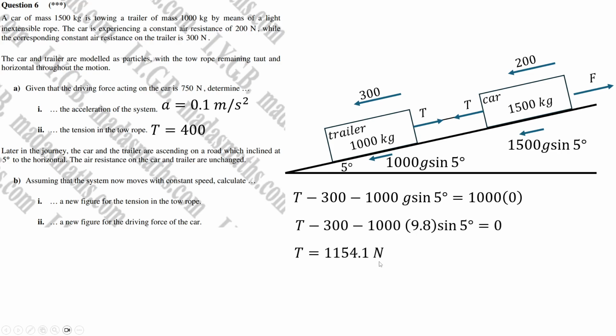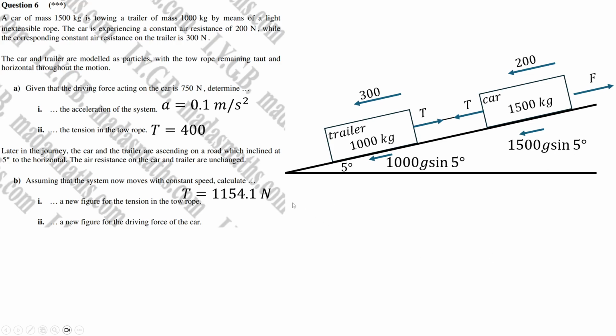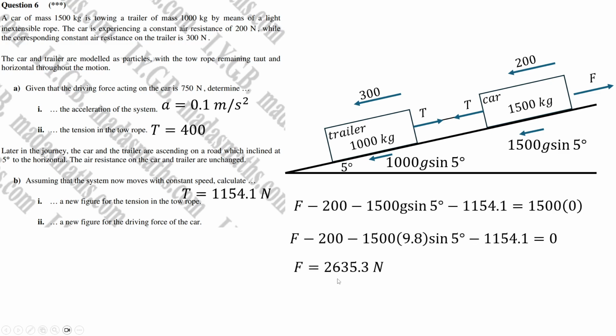You could have also done it on, no, actually maybe not that part because you don't know the driving force yet. Anyway, so you get this for the tension, a new figure for the driving force. Now we've got the tension, you can do F take away this, take away that, take away this, which we know equals the mass 1500 times 0 acceleration. Just rearrange for F, you'll get this.